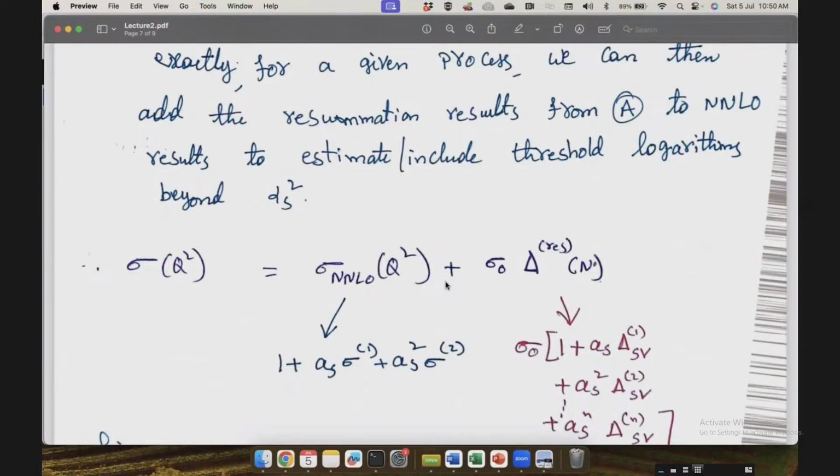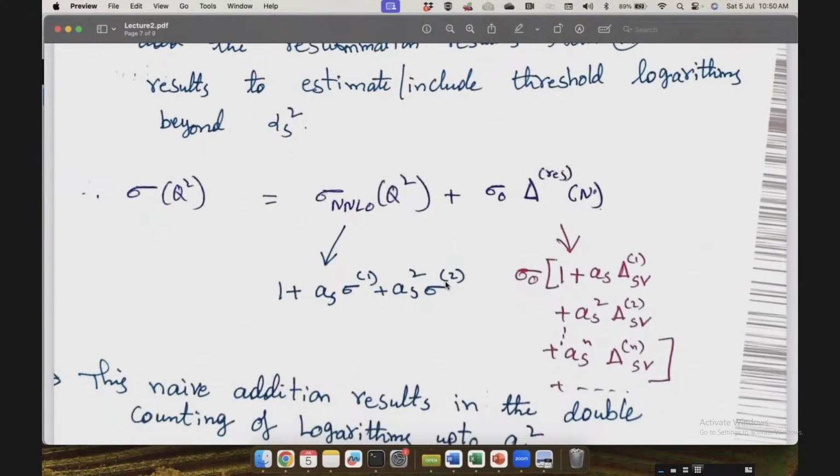Okay, so what does it mean? There is some sort of double counting. Where is the double counting? In the fixed order results, when I say I know the results up to n square LO, say for the TT bar production process, it means that I know the full alpha S corrections, and then I know the full alpha S square corrections, and in the NLO corrections there are logarithmic contributions, and at n square LO also there are logarithmic contributions.